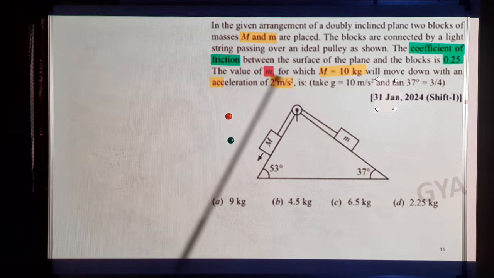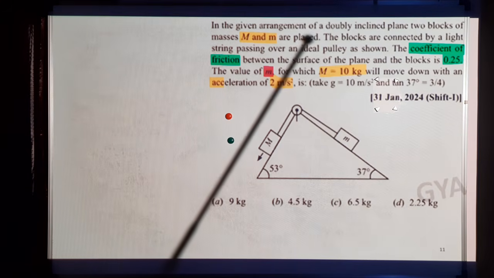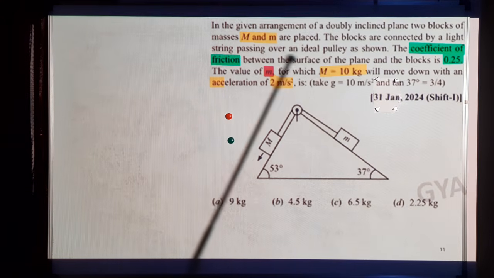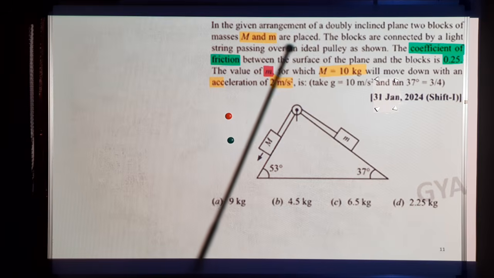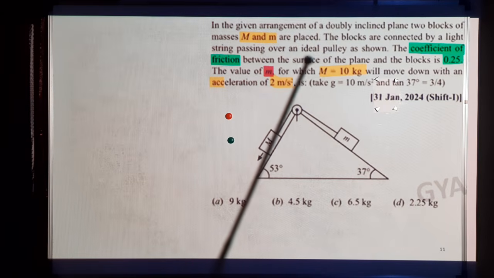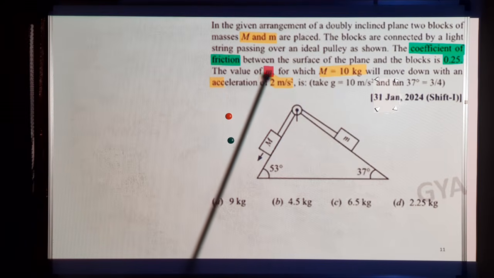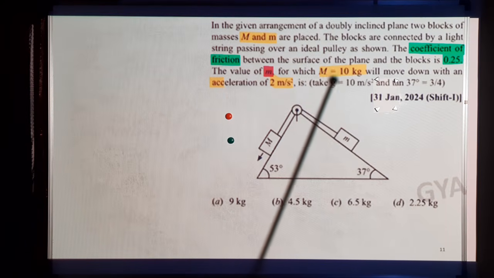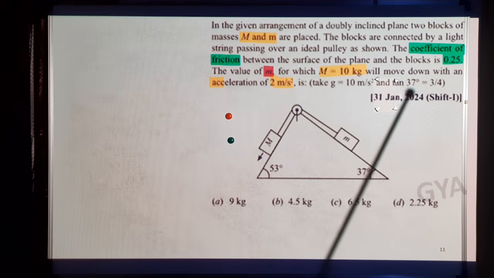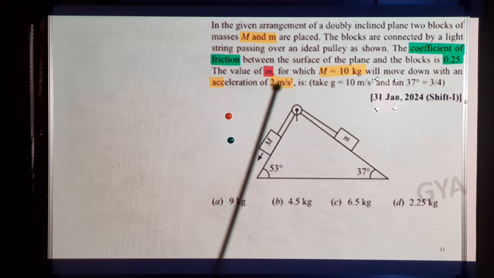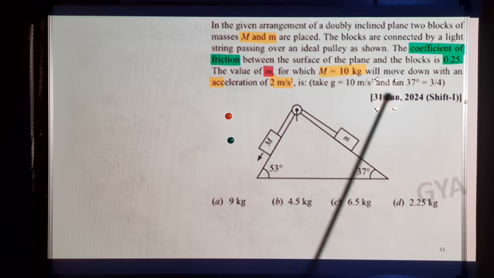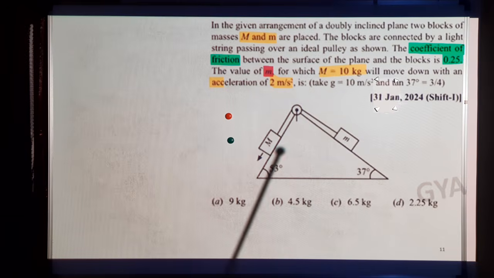Next question. In the given arrangement of a doubly inclined plane, two blocks of mass m and M are placed. The two blocks are connected by a light string passing over an ideal pulley as shown. The coefficient of friction between the surface of the plane and the blocks is 0.25. The value of small m, for which M equal to 10 kg will move with an acceleration of 2 meter per second square. Take g equal to 10, tan 37 is 3 by 4. You can pause on this question.